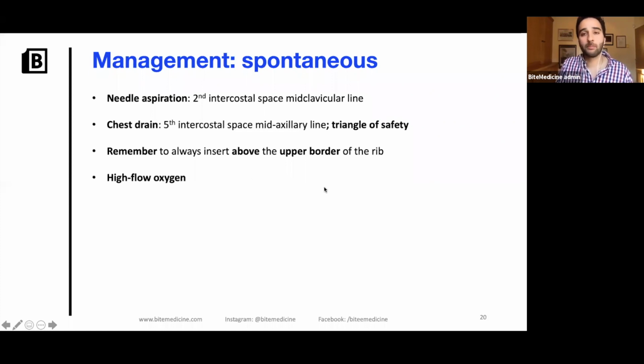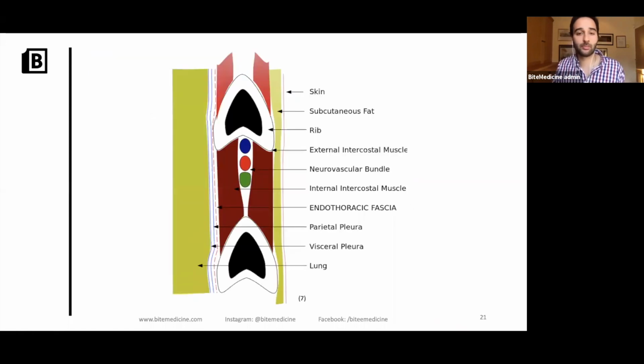In terms of where you're going to pop your needles and chest drains in, always remember it's above the upper border of the rib to avoid the neurovascular bundle, which I'll show you on the next slide, and high flow oxygen, as I mentioned, if appropriate. If the patients have long-standing COPD and are retaining CO2, then obviously we're not going to put them on high flow oxygen. And here's your neurovascular bundle, a side view of it. Here's your rib. Here's your neurovascular bundle, and this is what we're trying to avoid. So you want to pop it above the rib, up here, which is what's going to help you avoid puncturing an artery or damaging a nerve or something like that.